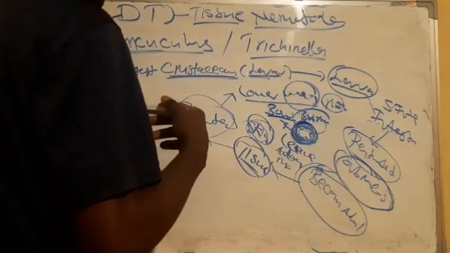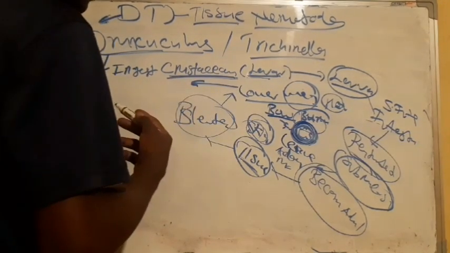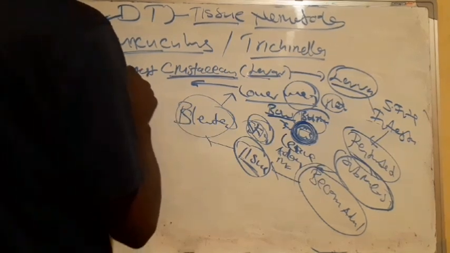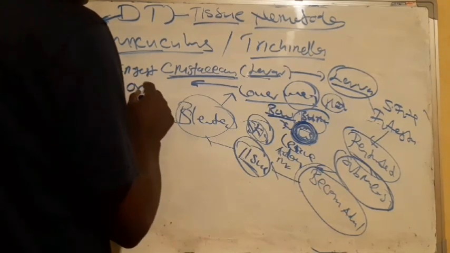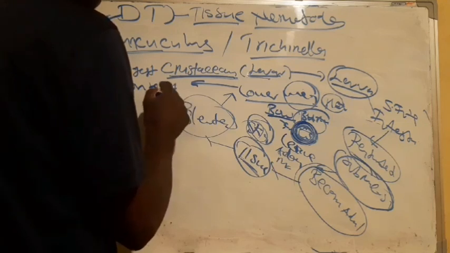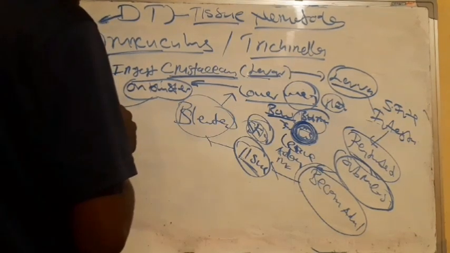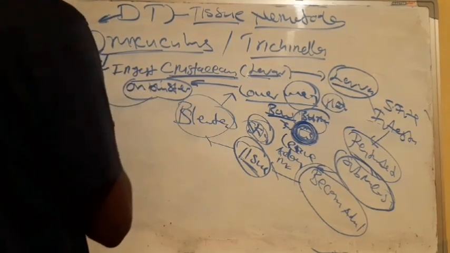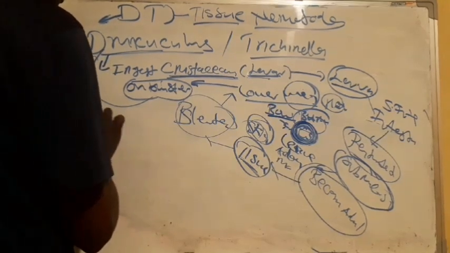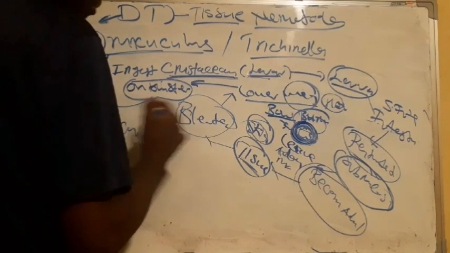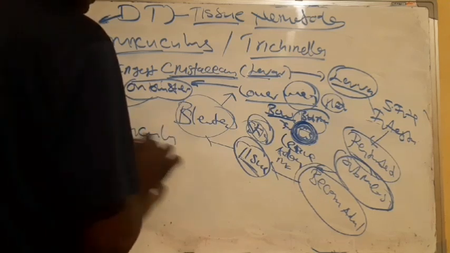So the doctor can diagnose this just by seeing the dracunculus on the blister, just the dracunculus appears. So the treatment is just removing the dracunculus, since it appears on the blister. Just removing the dracunculus.